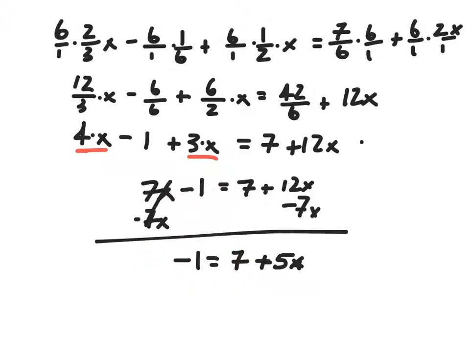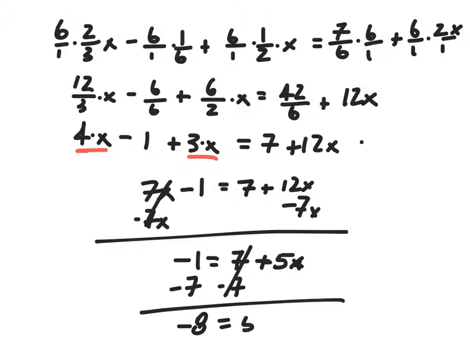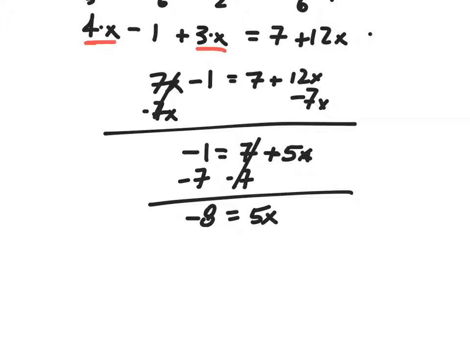But here I'm going to subtract 7 from both sides. And positive 7 minus 7, that adds to 0. So then negative 1 plus negative 7 gives me negative 8, and that's going to equal 5x. Then what I want to do is divide both sides by 5, here and here, and so then x is going to equal negative 8/5, and that's my answer.